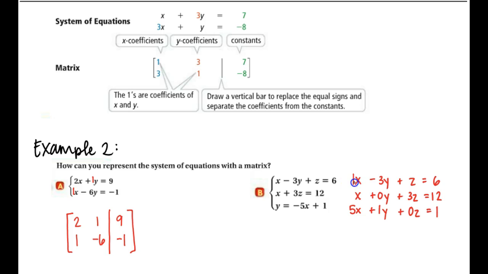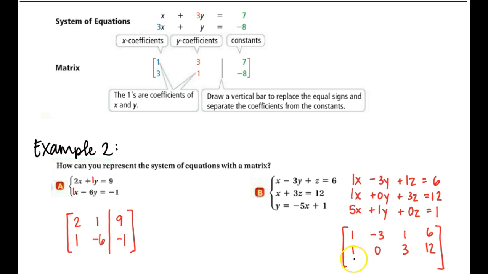Make sure you also put 1s in front of any of the variables that don't have coefficients listed. Now what we want to do is, of course, rewrite these coefficients and constants and bring them down. So the first row is going to be 1, negative 3, 1, and 6. The second row is going to be 1, 0, 3, and 12.